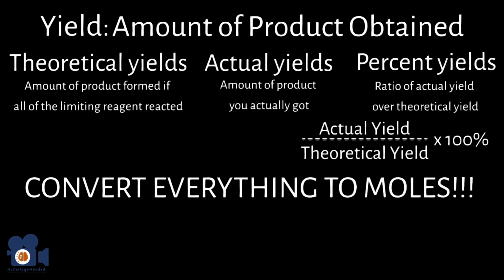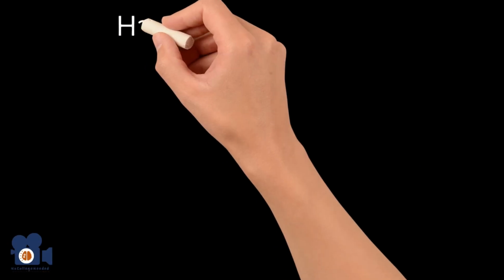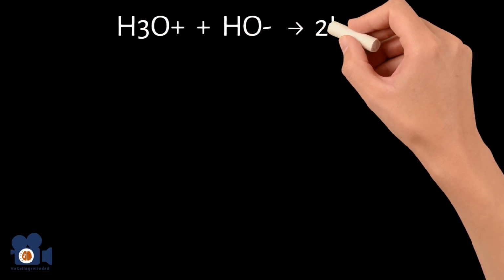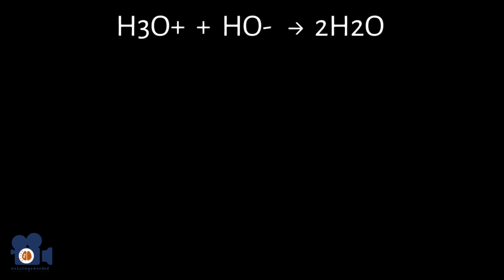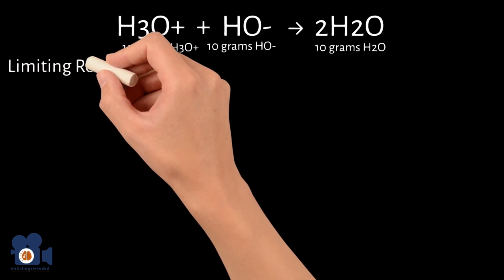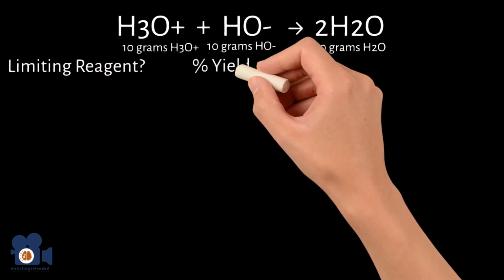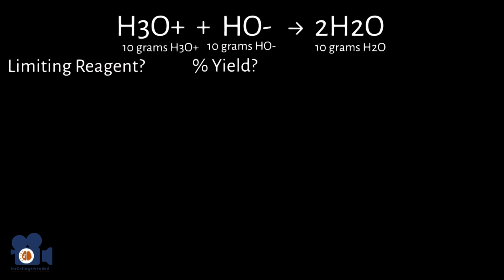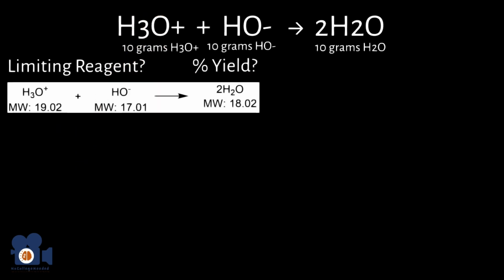Now let's go through a full example with the neutralization reaction of H3O+ plus HO- going to 2H2O. You start with 10 grams of both H3O+ and HO- and produce 10 grams of H2O. In this, what is your limiting reagent and percent yield? The first step is to convert everything to moles. For this, you'll need the molecular weight of the chemicals. The molecular weight of H3O+ is 19.02 grams per mole, HO- is 17.01 grams per mole, and H2O is 18.02 grams per mole.